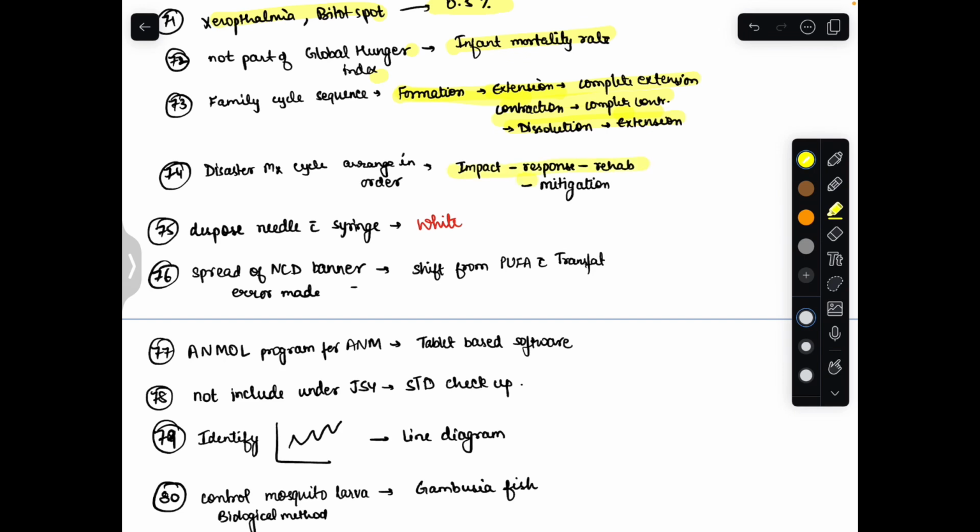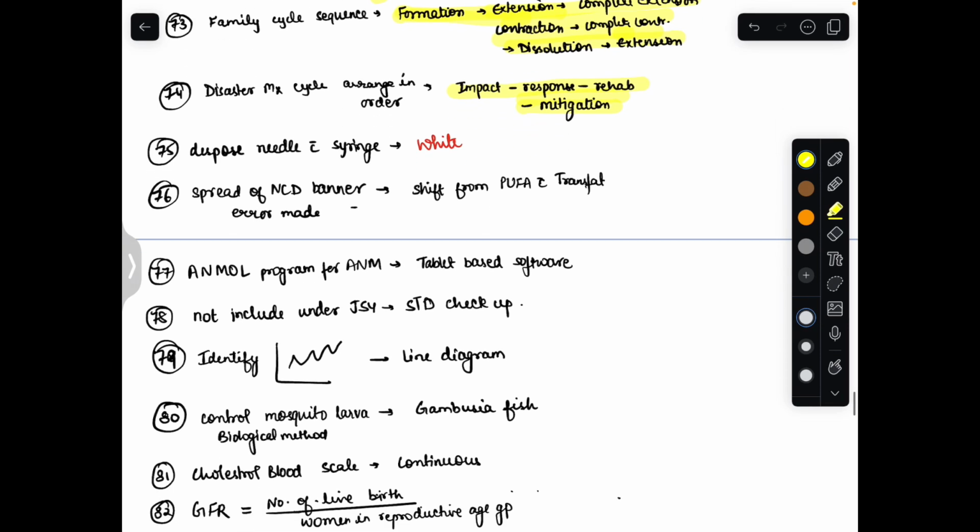Now for the 74th question, disaster management cycle, arrange in order. So for this, the arrangement is impact, then response, then rehab, and then mitigation. This is the correct sequence for this. Dispose needle with syringe. We have to dispose needle with syringe in the white bin.